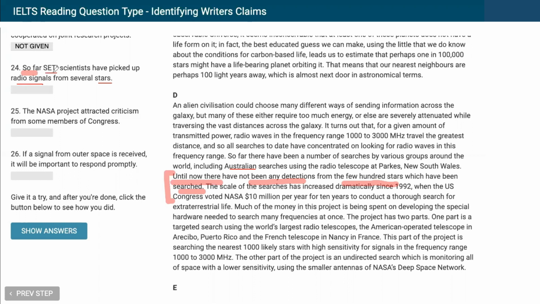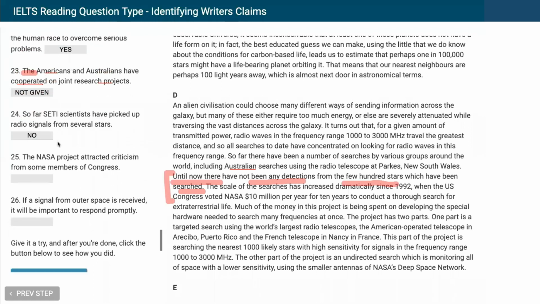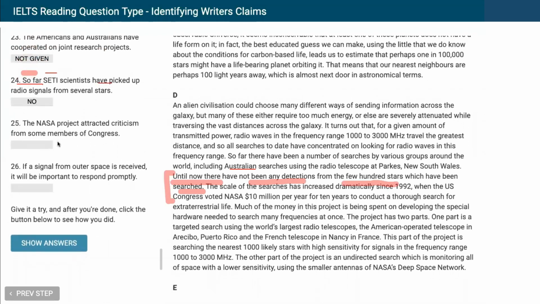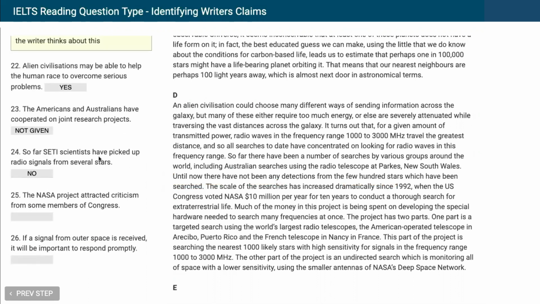So far, SETI scientists have picked up radio signals from several stars. This is saying there have not been any detections from the few hundred stars. And so this is very clear. This would definitely be no. And remember, you don't want to write false, true. You want to write yes or no. And of course, not given. So let's clear our screen. All right, we are more than halfway done.